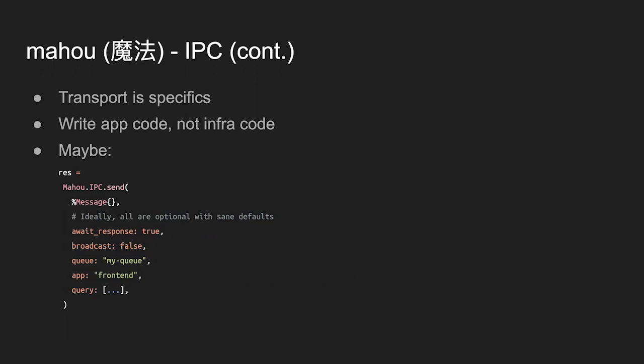Maybe someday it might look more like this, where I could just say IPC.send message and everything's automatically figured out. Maybe I can provide a couple options. If I want to await a response, maybe it's sent as an HTTP request. If I want to broadcast it to all things, I can just put in a config option for it. If I wanted it queued, I just say the queue name and so on. The idea is that all of this can be more or less transparently handled through the same interface.